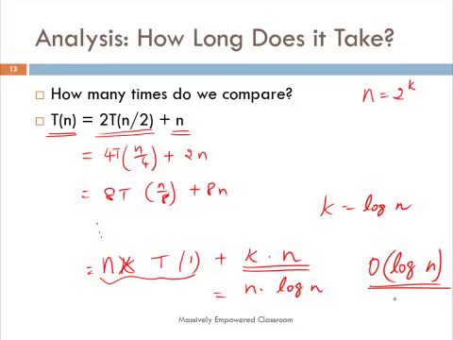This is much better than the n squared complexity that we had seen in the case of bubble sort and selection sort. So merge sort is a highly efficient sorting algorithm which applies the idea of divide and conquer to obtain n log n complexity. Okay, so n log n is much better than n squared.